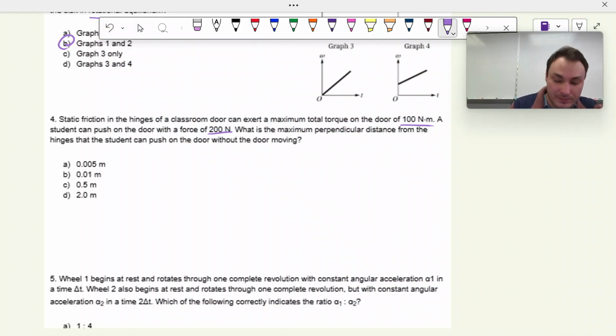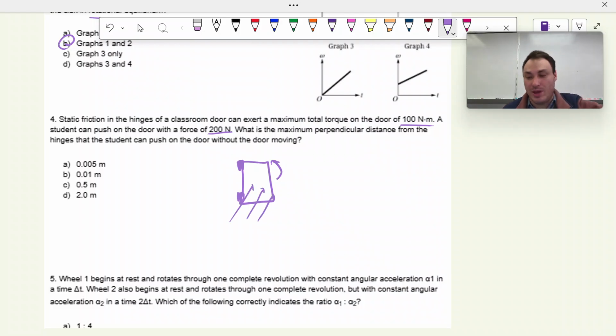Okay, so we have this door, and this door is going to rotate about its hinges. So let's pretend its hinges are there. Let's say we're trying to swing open this door. We are going to apply a force of 200 newtons, and we're basically asked where can we apply this force so that the door doesn't open. Basically what we're doing is solving for the point where the torque from the force matches up with the torque that the hinges require to rotate.